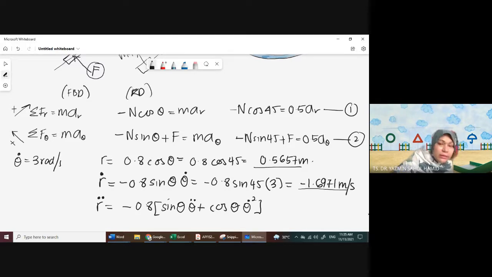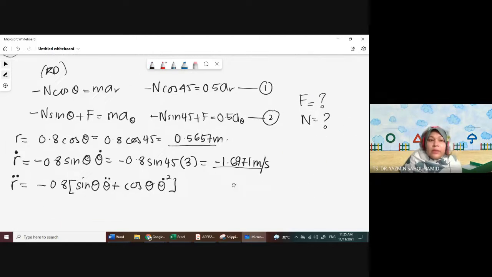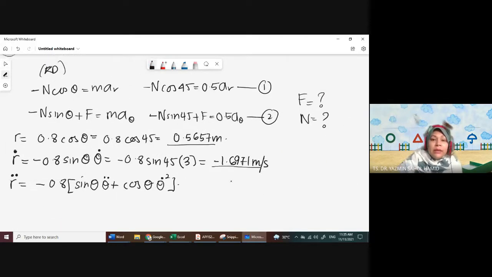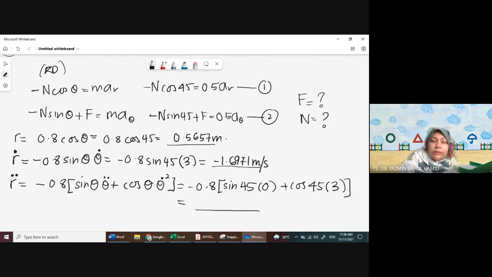Okay, alright, so this is simple maths. Sometimes in dynamics, it requires you to understand fundamental maths a little. So sin 45, then theta double dot is 0, plus cos theta is 45 and theta dot is 3. When you calculate this, what do you get? Do you get the same answer as me?